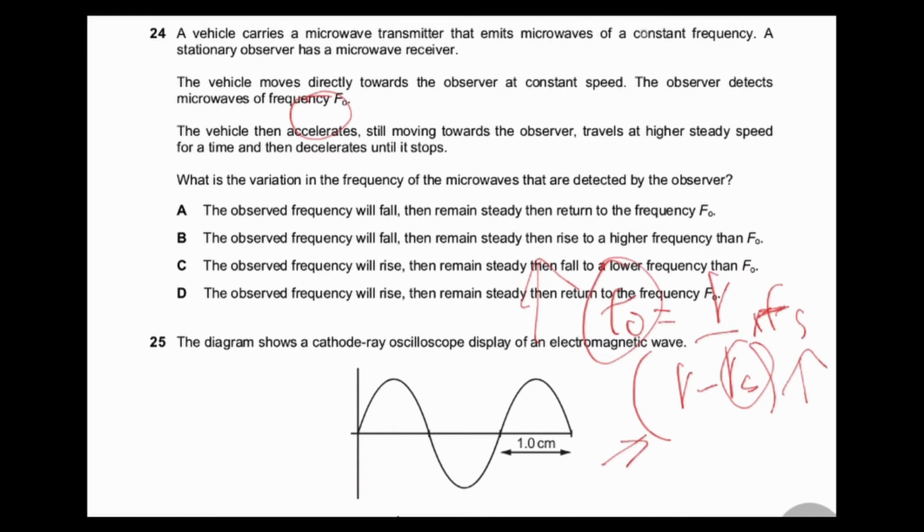And then after that, it travels at a higher steady speed, so that's constant speed. Constant speed means your observed frequency will be constant, and then it decelerates. When it decelerates, it means the speed of the source will drop, so therefore the bottom term will be bigger, then the observed frequency will be slightly smaller. So the answer: it will rise and then remain steady, and then will be lower than your Fo.